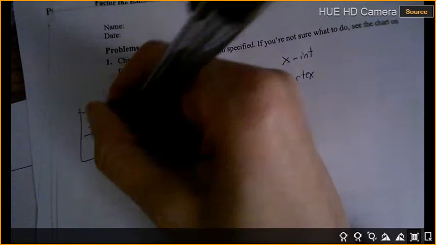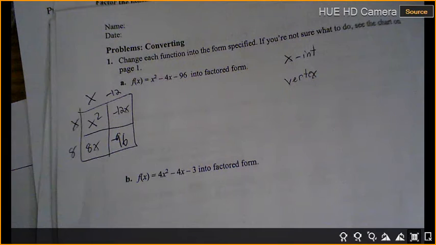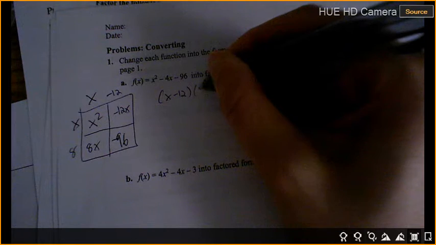So again, I like the box method for these. I put x squared here and negative 96 right here. Okay, so I know this is going to have to be x and x. But what two numbers multiply to give me negative 96, where when I put them together, I get negative 4? 12 and 8. Yes. So I'm going to get negative 12 and positive 8. So 8x, negative 12x. Those add together to give us negative 4. So I know I've got x minus 12 and x plus 8, and that is in factored form.